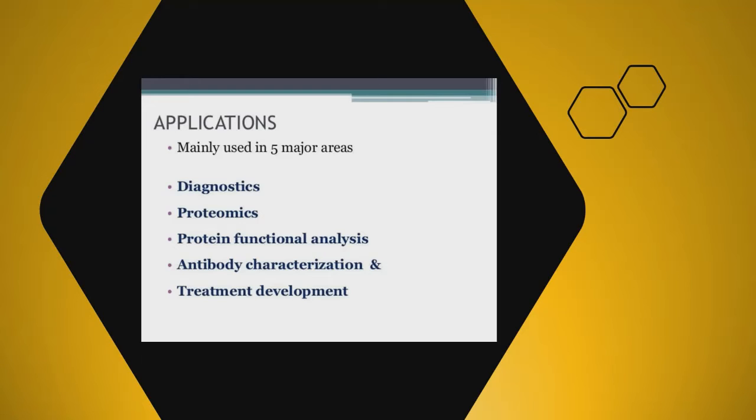Other applications include protein-phospholipid interactions, small molecule targets, enzymatic substrates, particularly the substrates of kinases, and receptor ligands. Antibody characterization is characterizing cross-reactivity, especially the specificity and the mapping of epitopes. Treatment development involves the development of antigen-specific therapies for autoimmunity, cancer, and allergies, and the identification of small molecule targets that could potentially be used as new drugs.